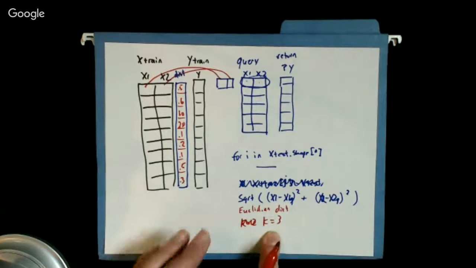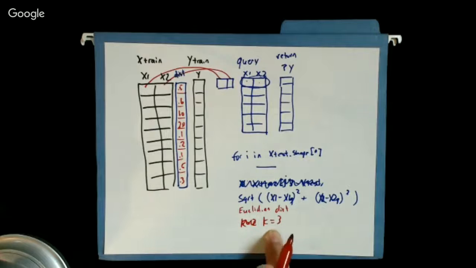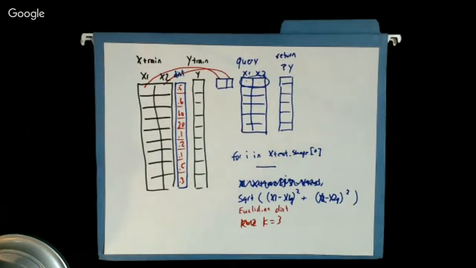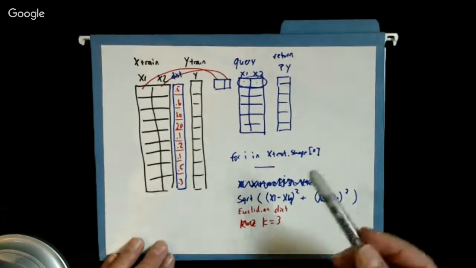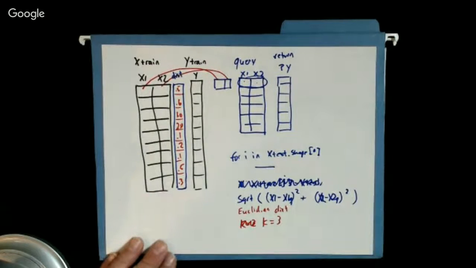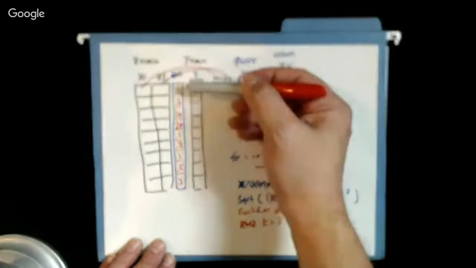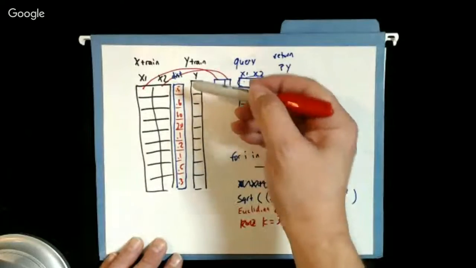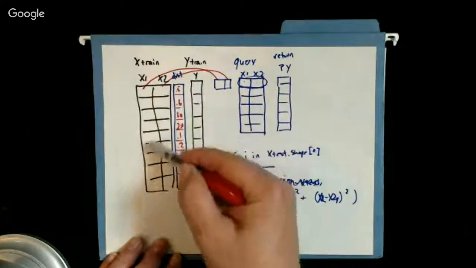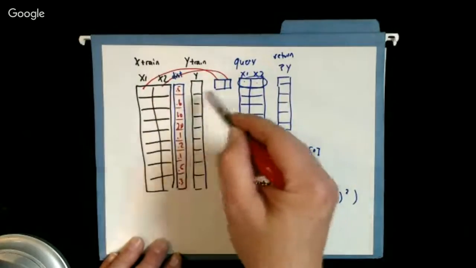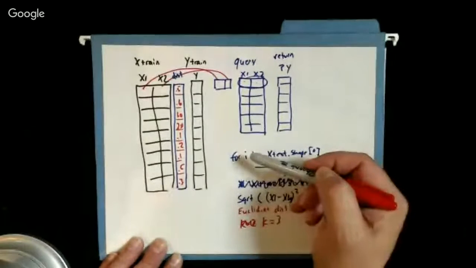But k doesn't have to be 3. It can be any other value that we like. But for now, let's just think about it as being 3. What we want to find is the 3 values here that are closest to the one that we're querying.